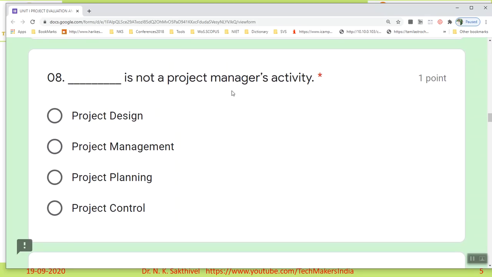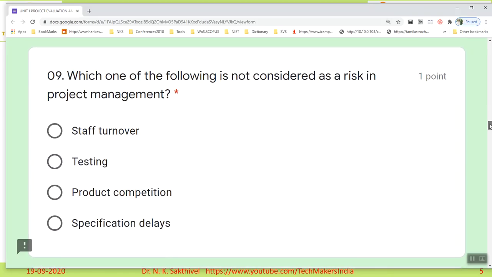Eighth question. Dash is not a project manager's activity. A project manager's activities are planning, control, and design. Design is for the expert team. So design is not a project manager's activity.